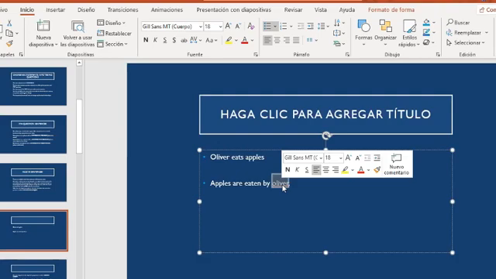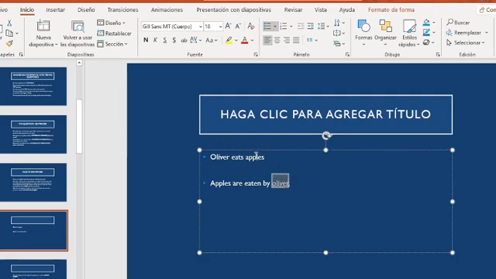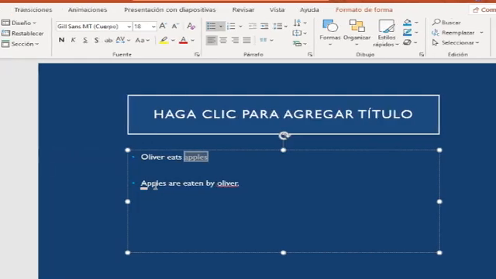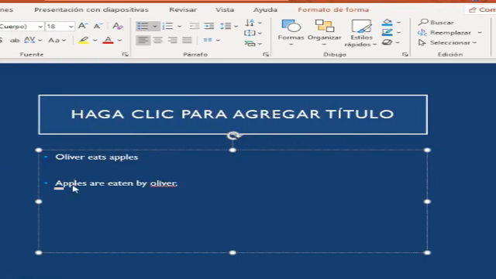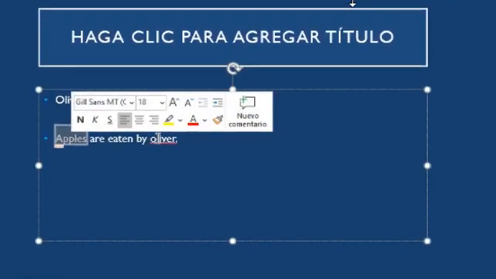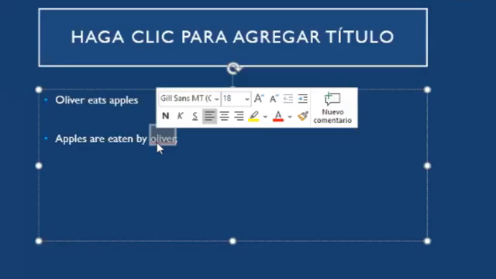Why grammatical? Because it is in the grammatical position of the subject. So apples, which here is the direct object, is sitting here, and grammatically speaking, this is the subject, because it's sitting in the subject position. But when you rearrange the sentence, you understand that Oliver is the logical subject of the active sentence.